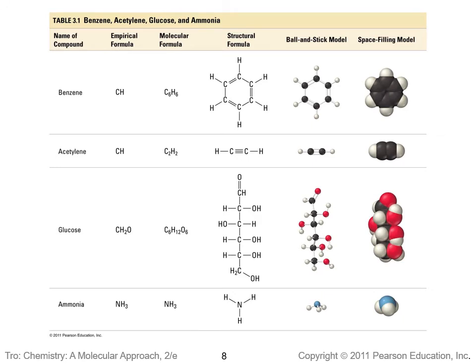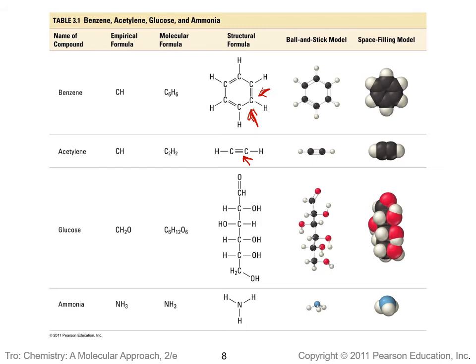We have double bonds. So when there's 2 lines drawn, that is a double bond. When there's 1 line drawn, that is a single bond. When there's 3 lines, that is a triple bond. The ball and stick model gives us some additional information, and then finally the space filling.